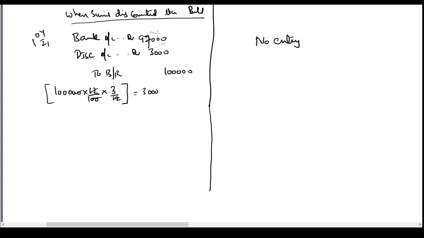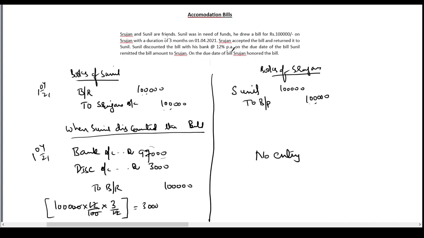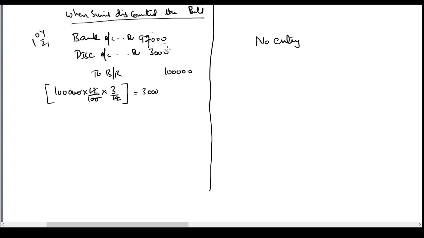But on the due date, the bank is going to go to Srujan for payment because Srujan has accepted the liability on the bill. He has written on the bill that he has to pay 1 lakh rupees. So on the due date, the bank will approach Srujan for the payment of rupees 1 lakh. But Srujan did not use the money on the bill. He just accepted the bill on behalf of Sunil because he wanted to help Sunil. So now it is Sunil's responsibility to give money to Srujan so that he is able to honor the bill.